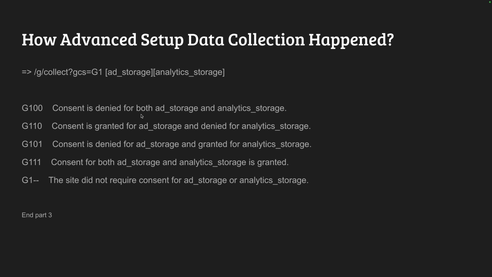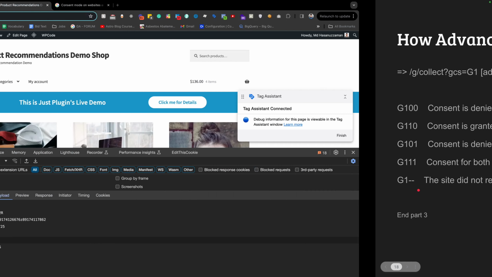Z1 means we deny both ad storage and analytics storage. And when we have something like this, in that case we only have ad storage. When it is this type, we have denied for ad storage but granted for analytics storage. And in this case, the double one, consent for both, and this side doesn't require additional consent. This is the default state. Anyway, hope you are clear on this, and I'd like to show you another nice thing.